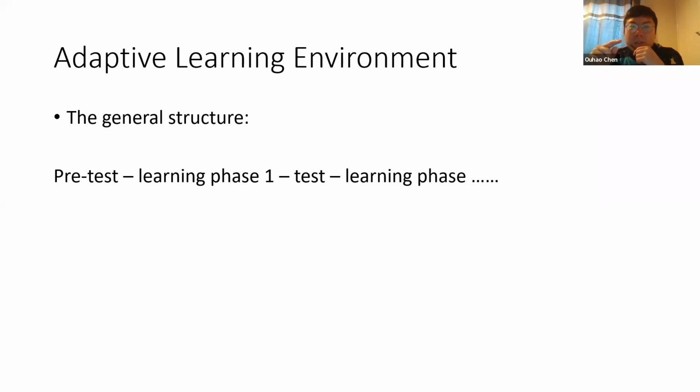And for the students in the medium level or the low level, we need to use some worked examples to teach students in medium and lower expertise levels. And then they have another test. This test will again assess students' knowledge, and then we will categorize students into different levels again, and then they will have another learning episode. So this is the general structure of the adaptive learning environment.